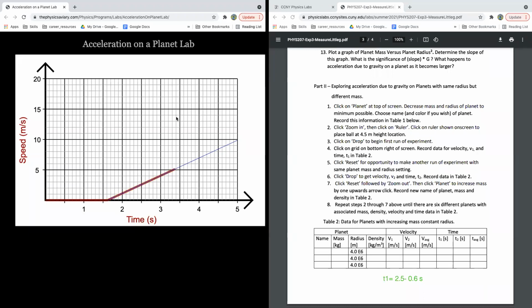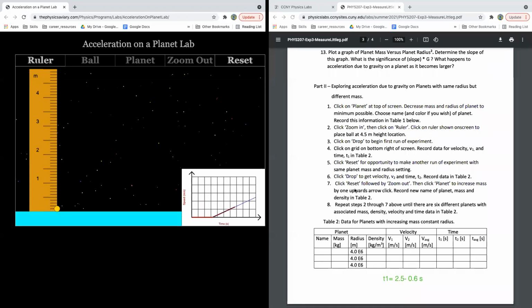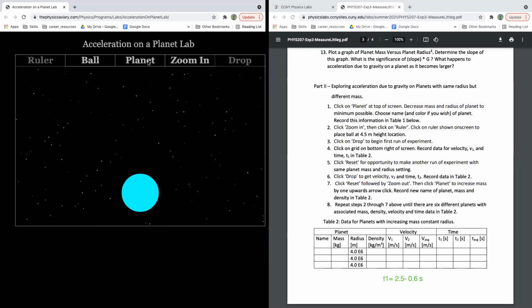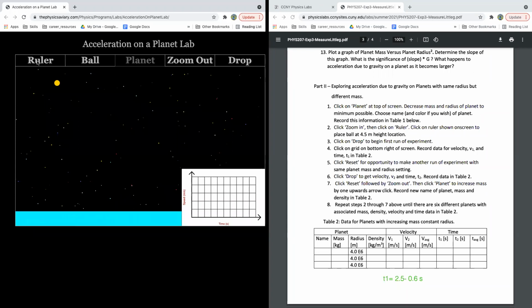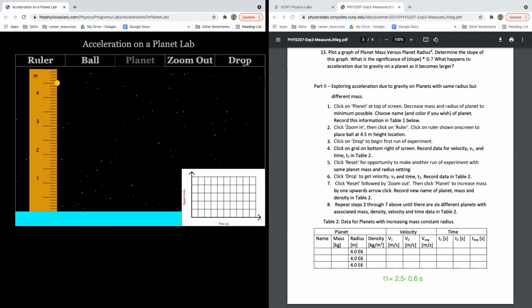So after you're done, this is one mass of a planet. After you're done with this, you move to the next one. What you're going to do is reset again, zoom out, and change planet. You click one more downward arrow. And then you zoom in, ruler, and drop. So this is how you do this. You collect the data for however much they want you to do.